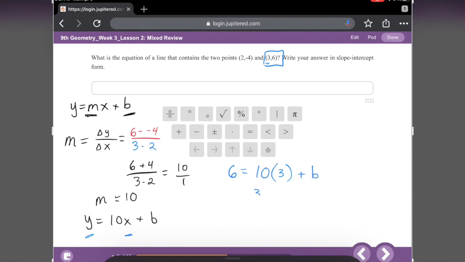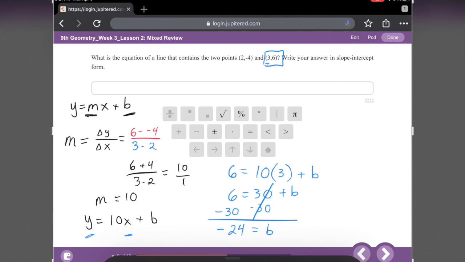Okay, so simplifying, we get 30 plus b is equal to 6. I can take away 30 from both sides. And then I have, let's see, what will that be? Negative 24 is equal to b.